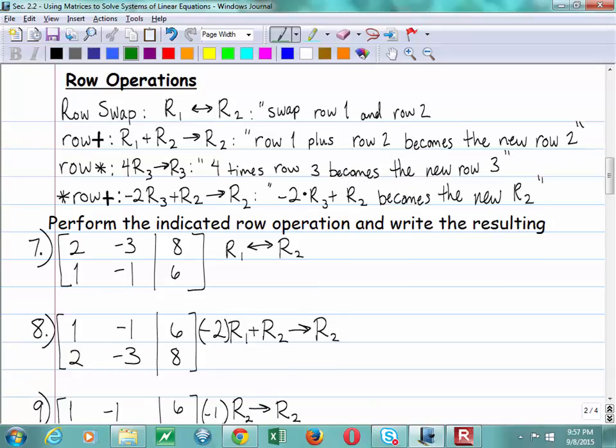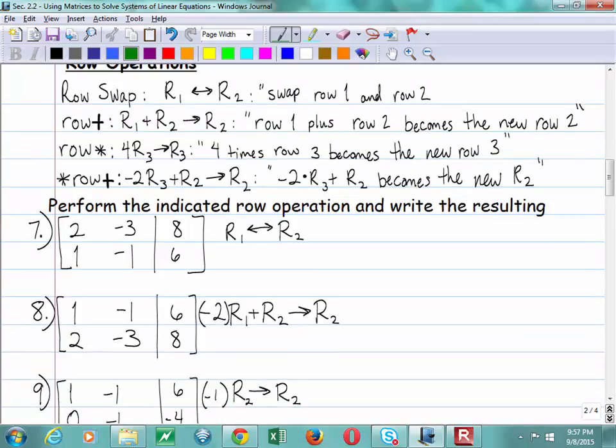Alright, so let's just do some examples of how these will work. For number 7, we have this matrix, and we want to swap row 1 and row 2. So then the first column would be 1, 2. The second column would be -1, -3. And then the last column would be 6, 8.